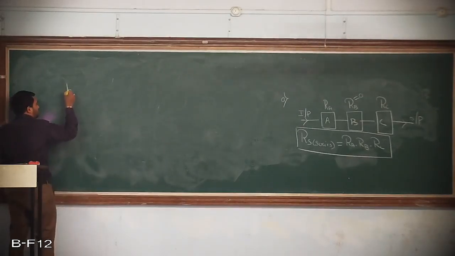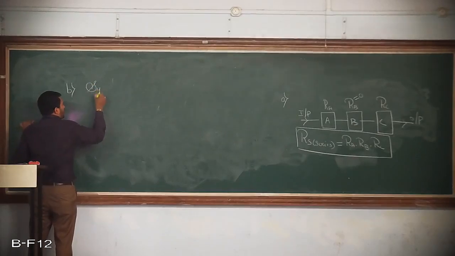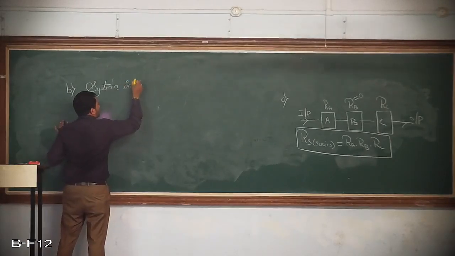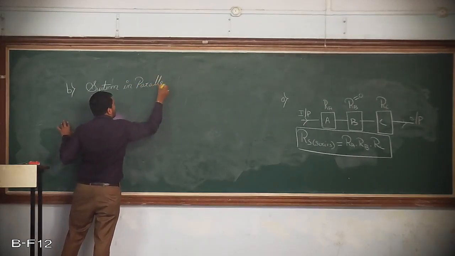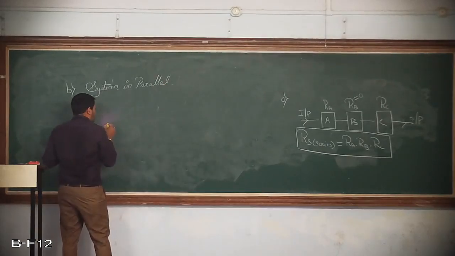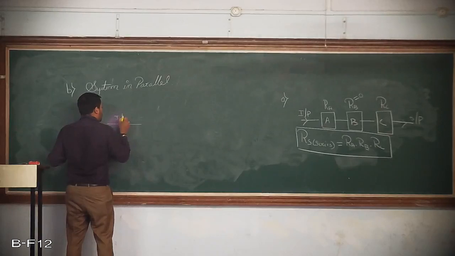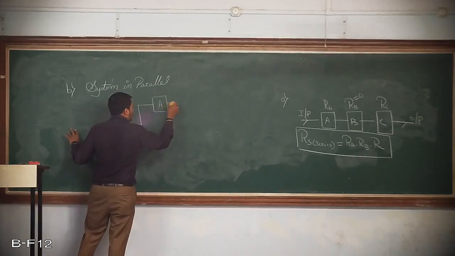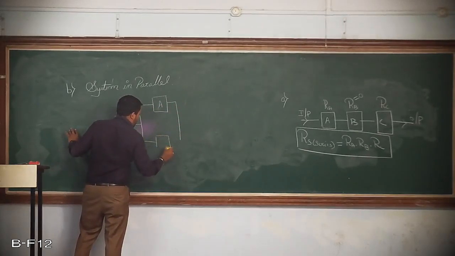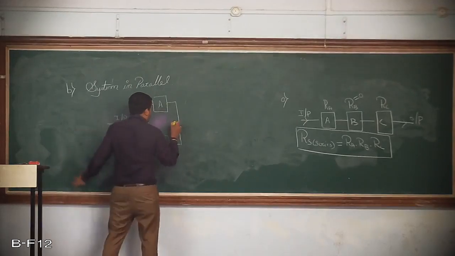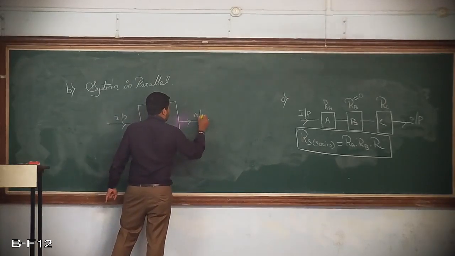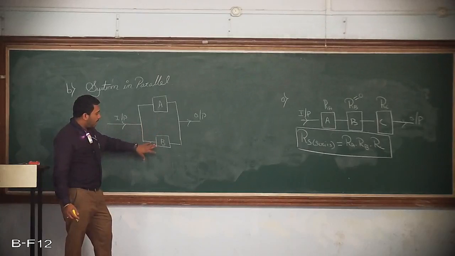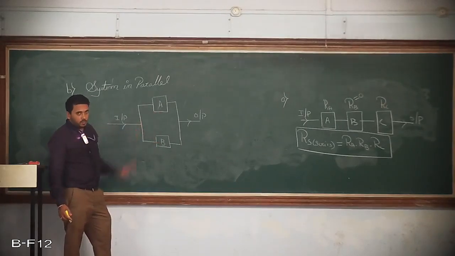Now let us consider the system where the parts are connected in parallel. Let us assume this is the input, and we'll just assume two parts, part A and part B, and this is the output. Here in this case, part A and part B comprising the system are connected in parallel.